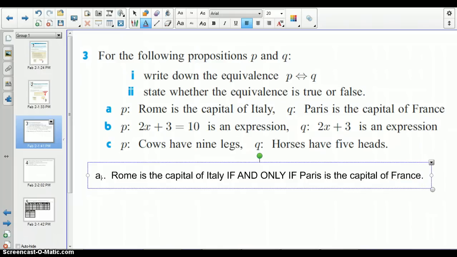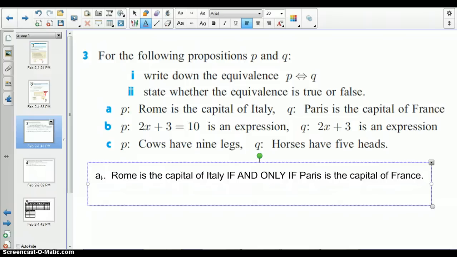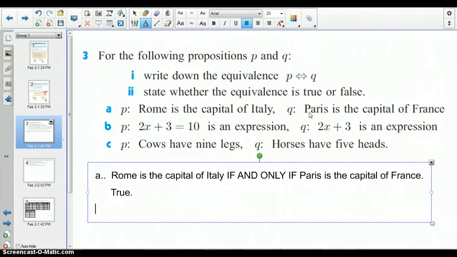Now, is this equivalence true? Yes, it is. Rome is the capital of Italy. Paris is the capital of France. We have the same truth values. This is true, this is true. Our equivalence is true.